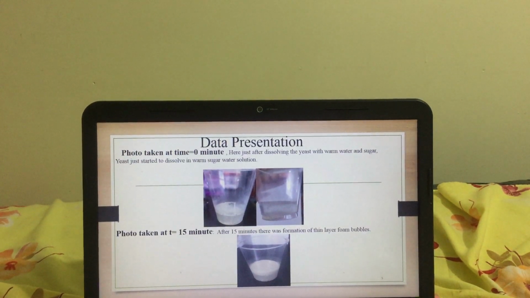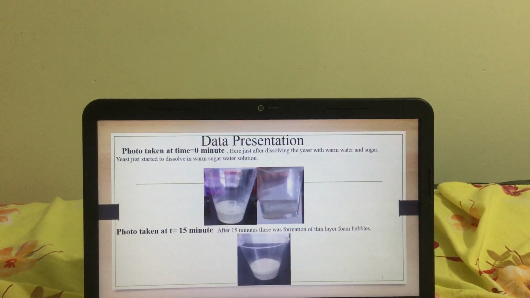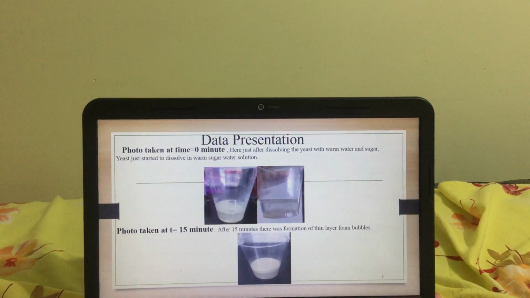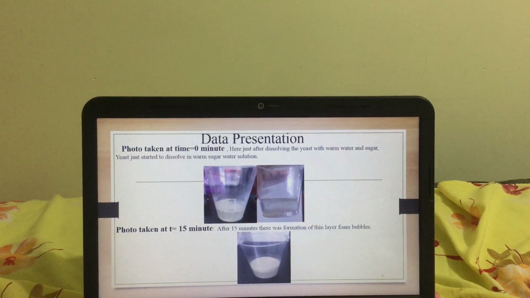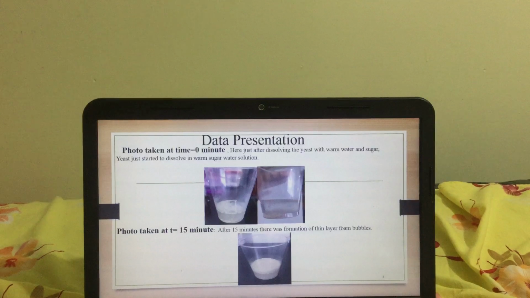So now here is the data presentation. The first picture is the photo taken at time 0 minutes. Here, just after dissolving the yeast with the warm water and sugar, the yeast just started to dissolve in the warm water solution. After 15 minutes, there was a formation of a thin layer of foam bubbles.